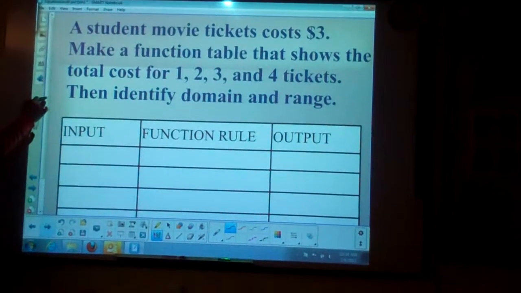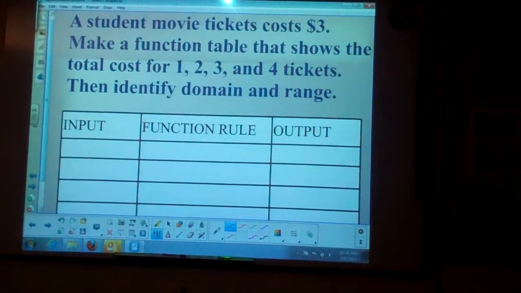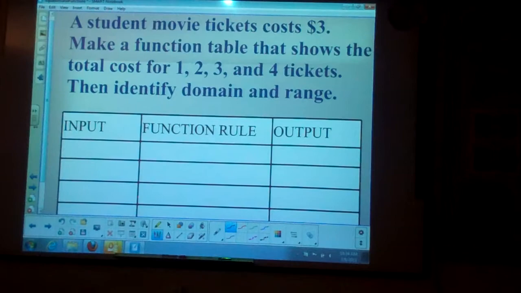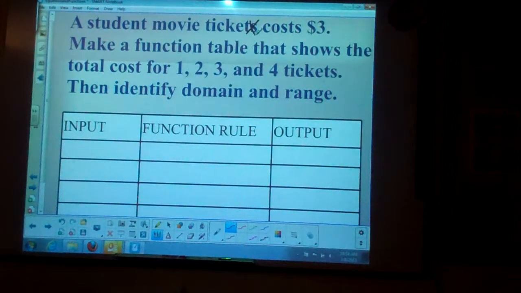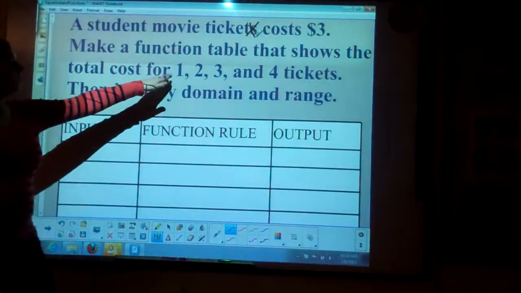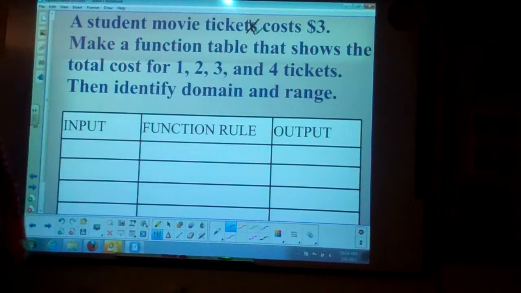Okay, so we're going to do an example together. It says a student movie ticket, there shouldn't be an S, costs $3. Make a function table that shows the total cost for 1, 2, 3, and 4 tickets. Then identify domain and range.